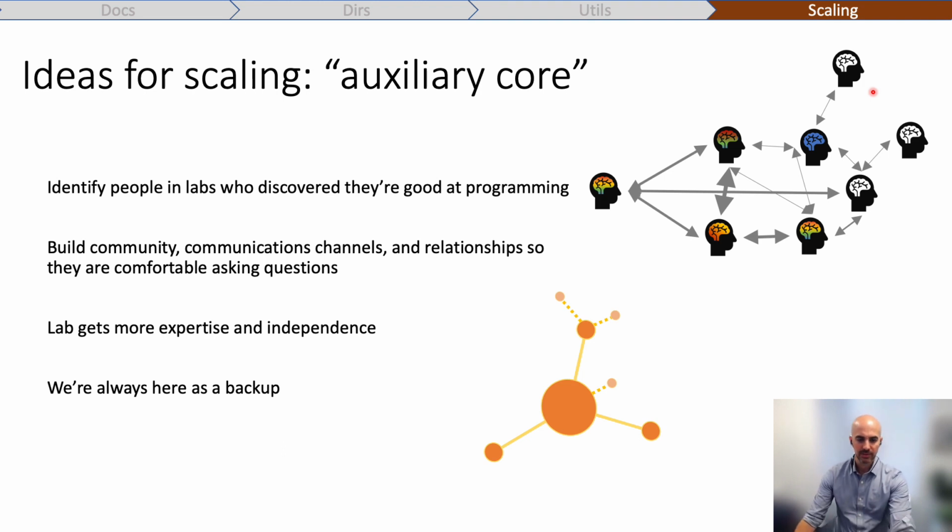While at the same time, the labs are gaining some local expertise. Often there's much more biological know-how in this auxiliary core. They can more directly address some of their biological questions. The labs gain some level of independence. And I make it clear that we're always here as a backup. So if anything goes wrong, they have a safety net and we'll back them up.